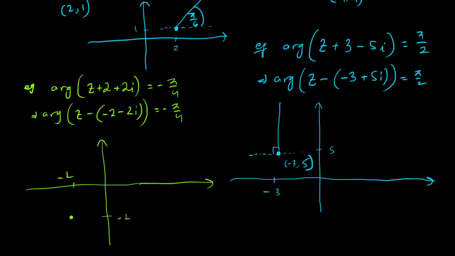So this is the point (minus 2, minus 2). And the angle with the horizontal line is going to be minus pi by 4. That means it is going to be in the clockwise direction. So minus pi by 4 is going to be this angle. If it was plus pi by 4, the angle would be in this direction. So remember, negative means in the clockwise direction and positive means in the anti-clockwise direction. That's how it works.